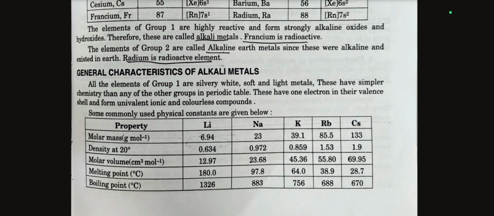Molar mass of group 1 elements in gram per mole: 6.94, 23, 39.1, 85.5 and 133. This sequence will be for lithium, sodium, potassium, rubidium and cesium. Density at 20 degrees Celsius: 0.534, 0.972, 0.859, 1.53, 1.9. Molar volume: 12.97, 23.68, 45.36, 55.80, 69.95. Melting point: 180.0, 97.8, 64.0, 38.9, 28.7.